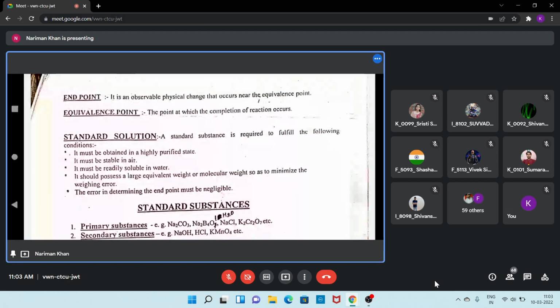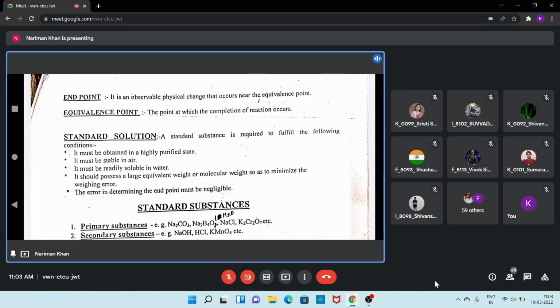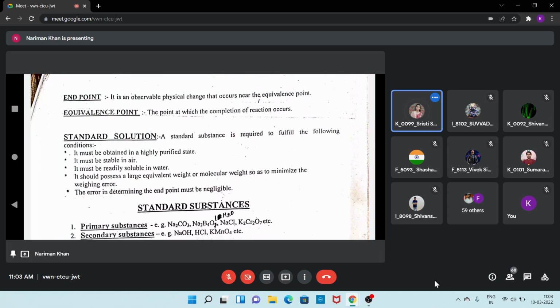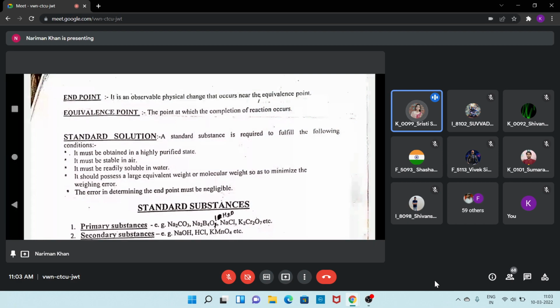Got it? Yes, ma'am. You should not have any doubt in endpoint and equivalence point. Mostly it is asked. Yes, ma'am. Ma'am, our aim is to bring endpoint or equivalence point. Without endpoint, you cannot conclude that reaction has completed. You will have to achieve endpoint. Okay, ma'am. That means we have to add excess amount of base in acid. Yes, yes. Okay, ma'am.